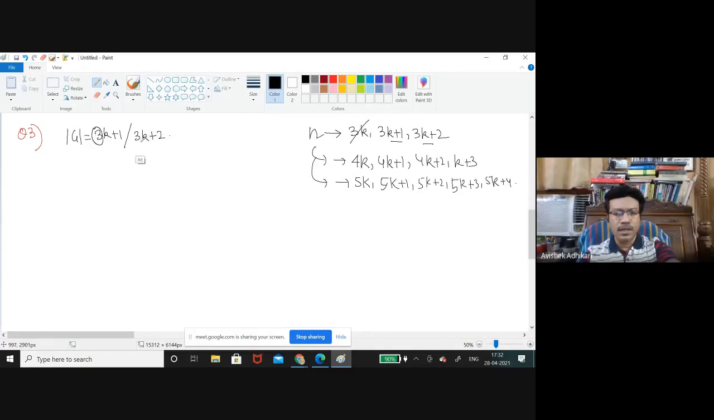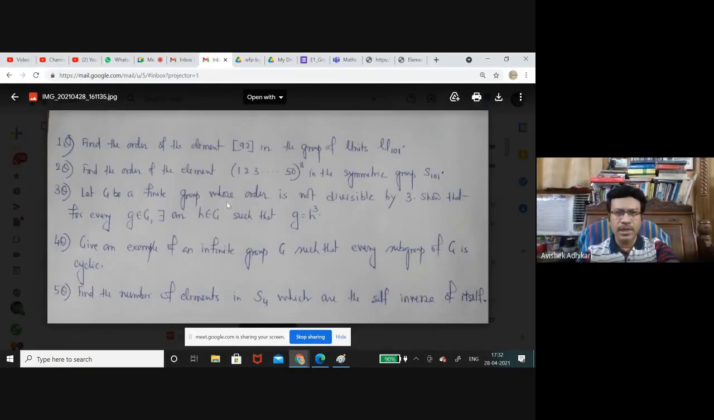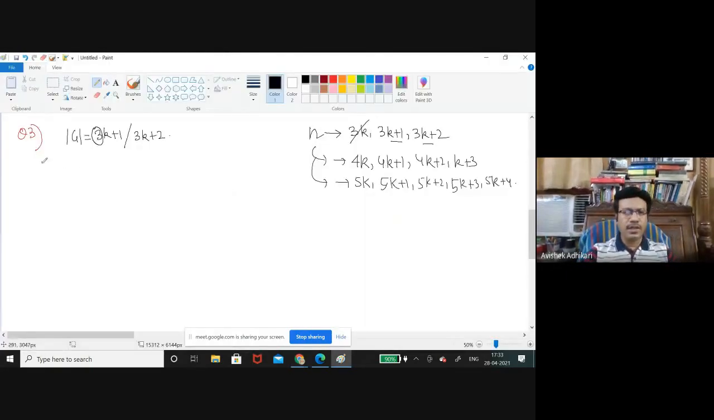Then it says to show that for every g there exists an element h such that g equals h cubed. So first let the order of G equal 3k plus 1. Take any g, let g belong to G.